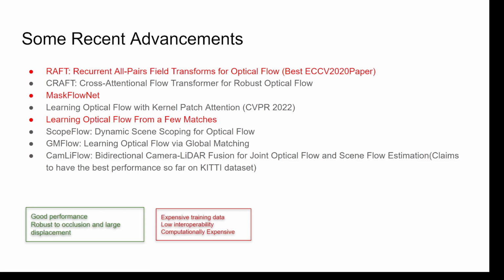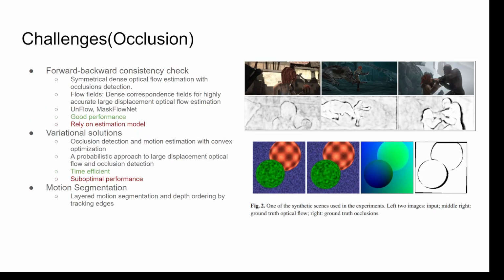And advantages of deep learning method is that it has really good performance, proven to be really robust to occlusion and large displacement. However, it's quite expensive to train. It requires a lot of labeled ground truth data, which is quite hard to obtain in optical flow problems, and also it has zero interpretability, right? And there are some challenges in optical flow. The first one is occlusion. Occlusion means if a pixel is present in the first image, but it disappears in the second image. And the optical flow vector at that point is undefined.